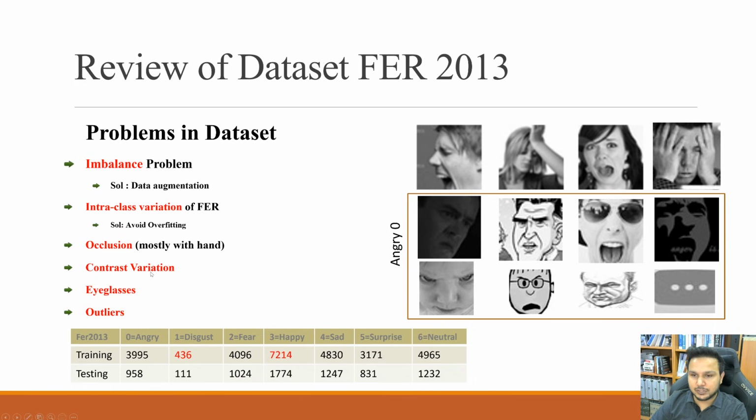And contrast variation. For example, contrast means that this image is too dark and this image is very white, okay? So in image processing, we have gray levels, right? It goes towards 0 and towards 255. White color is 255 and black color is 0. So it has a lot of contrast variation, right? We have different contrast. Look at this image, it's very different.